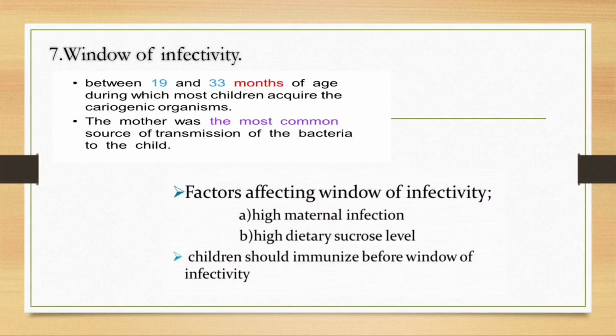Window of infectivity is the age or the period at which the child is having a high amount of bacteria. It is between 19 and 33 months, during which most children acquire the cariogenic organism. The mother is the most common source of transmission of bacteria to the child. Factors affecting the window of infectivity are high maternal infection and high dietary sucrose level. So children should be immunized before the window of infectivity.